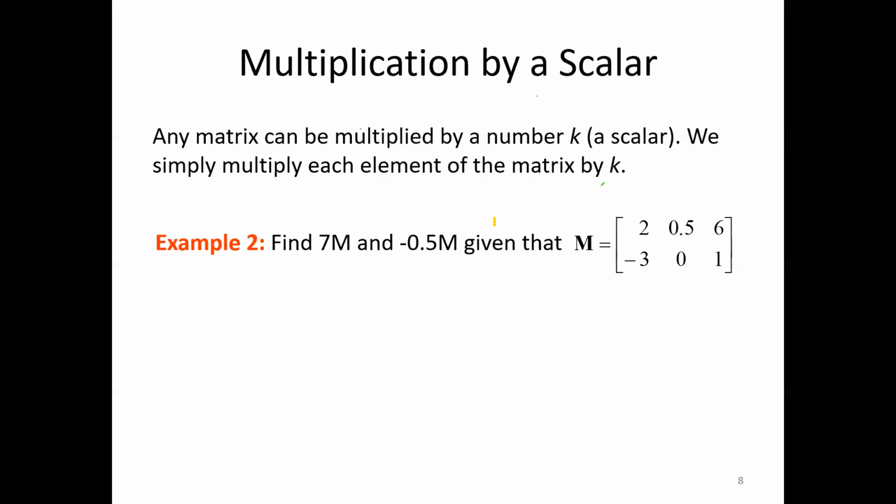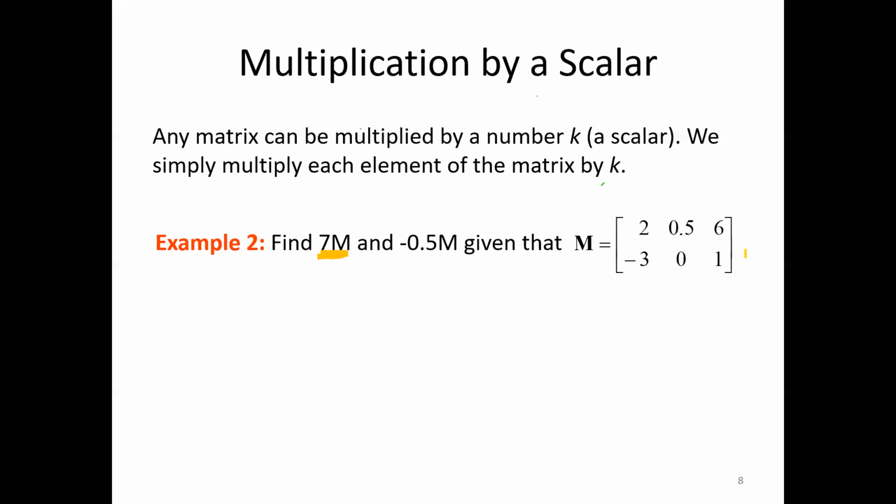Okay, multiplication by a scalar. Any matrix can be multiplied by a number, for example k here as a scalar. So we simply multiply each element of the matrix by k. So what we do, each element, we just multiply it by the number. For example here, find 7m and minus 0.5m, given that m, the matrix here, is 2, 0.5, 6, -3, 0, 1.